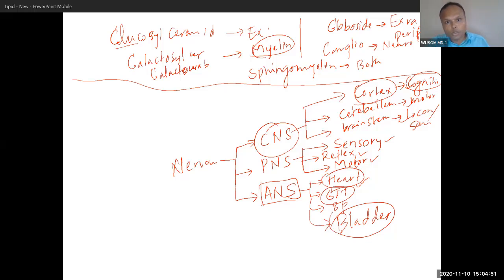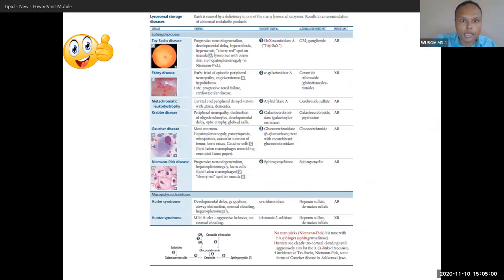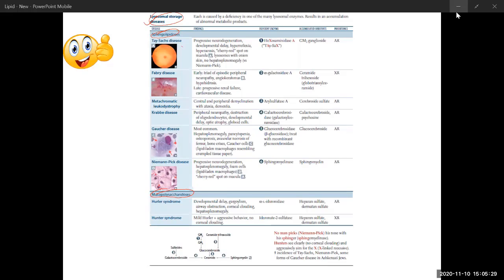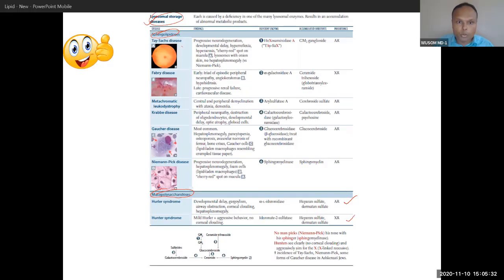We are going to talk about the neurological manifestations of these disorders, because most of them are related to the nervous system. This picture is a snapshot from First Aid. You can see all these disorders, from this to this, are lysosomal storage disorders. You can see sphingolipidoses and mucopolysaccharidosis. Haven't we done mucopolysaccharidosis in our carbohydrate section? Yes, we did, so we have already done mucopolysaccharidosis.